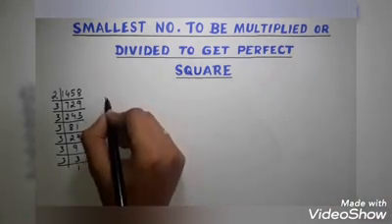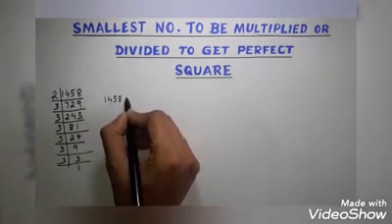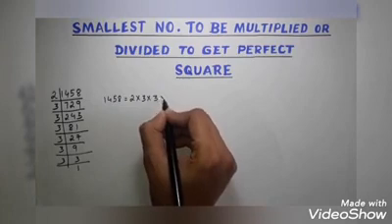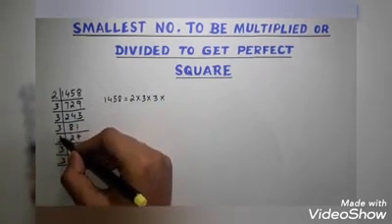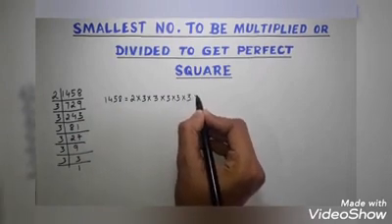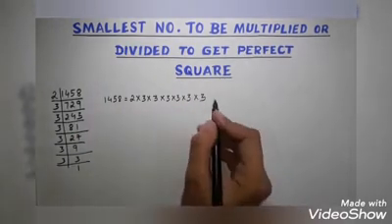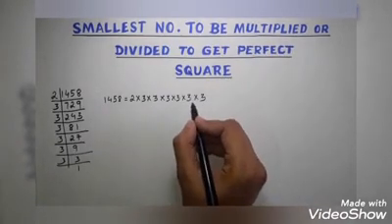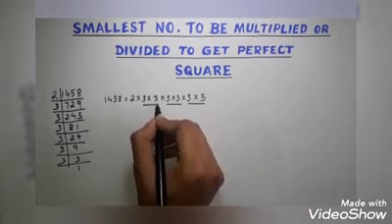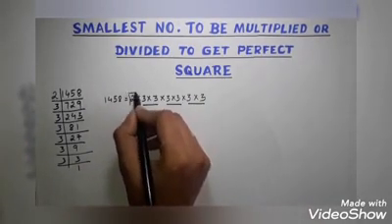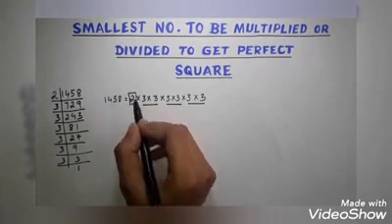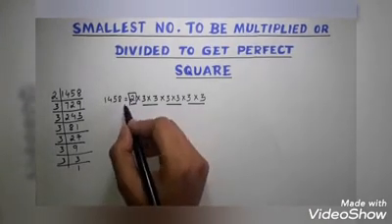Now I can write 1458 as 2 into 3 into 3 into 3 into 3 into 3 into 3. So I'm going to start pairing up. This is what we have done in prime factorization. So this is my first pair, second pair, and third pair. Here I don't have any pair for this number 2. So I want one more 2, or I don't want this 2 at all.